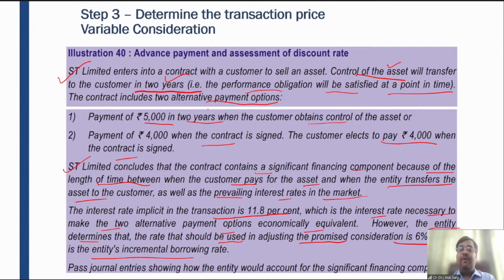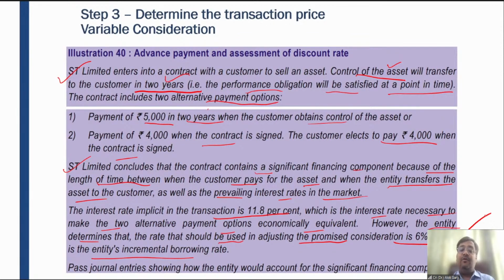So which rate do we need to take? We need to take the incremental borrowing rate. We need to take 6%. We should not take the interest rate implicit in the transaction. We need to take the incremental borrowing rate. If I did not take 4,000 rupees from the customer and went to take this 4,000 rupees of funding from the market, I would have to pay 6%.